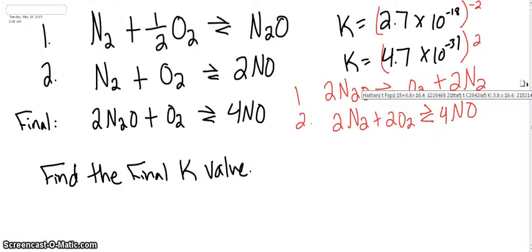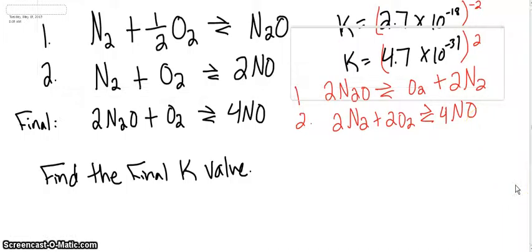Alright, welcome back. So, our first reaction was N2 plus 1/2 O2 goes to N2O, where the K value is 2.7 times 10 to the negative 18th. Our second reaction was N2 plus O2 goes to 2NO, where the K value is 4.7 times 10 to the negative 31st. And that needs to add up to our final reaction of 2N2O plus O2 goes to 4NO.